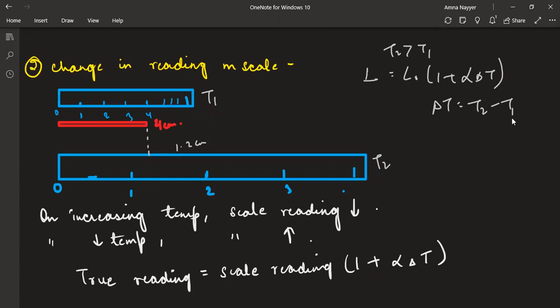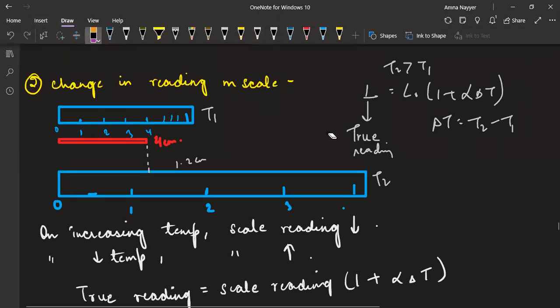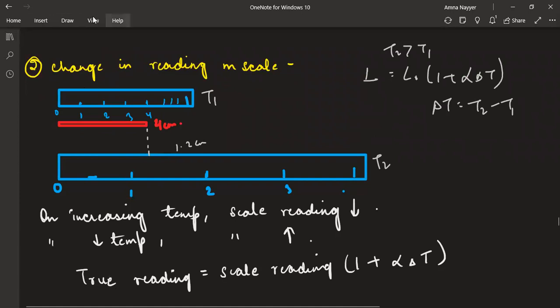So true reading will be, this is now the true reading. We write now the original length, true reading. Then by the original, I'll not write here, it's already written over here. True reading is equal to scale reading times (1 plus alpha delta T). Whatever is the actual reading is equal to scale reading times (1 plus alpha delta T). This is the change in the reading of meters. Note this down. Then we'll have 1 or 2 applications left. One is the bimetallic strip and one more also.